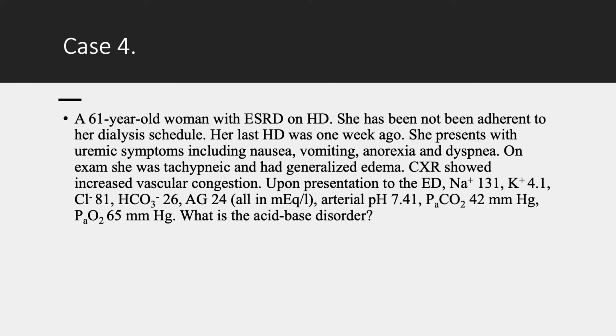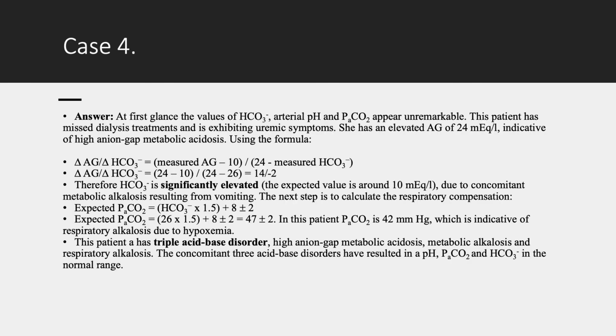Do we even have an acid-base disorder? Well, obviously we do. If you're looking superficially, you say, well, that's okay. Well, it's not okay, and this is common on a test. This patient is non-compliant with dialysis. She has a very high anion gap of 24. This is due to high anion gap metabolic acidosis.